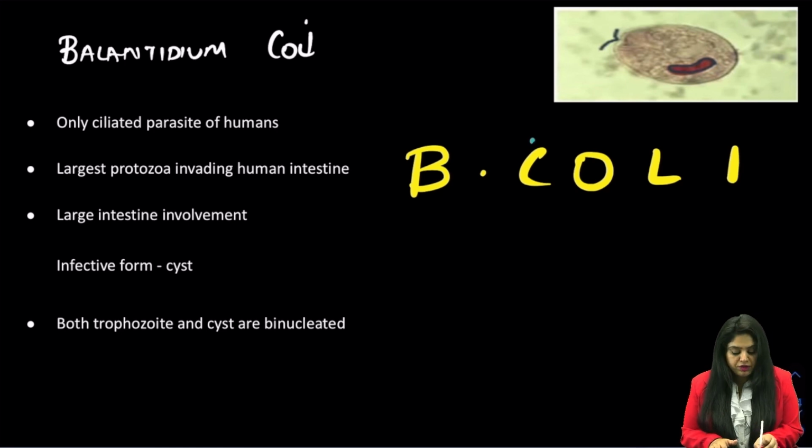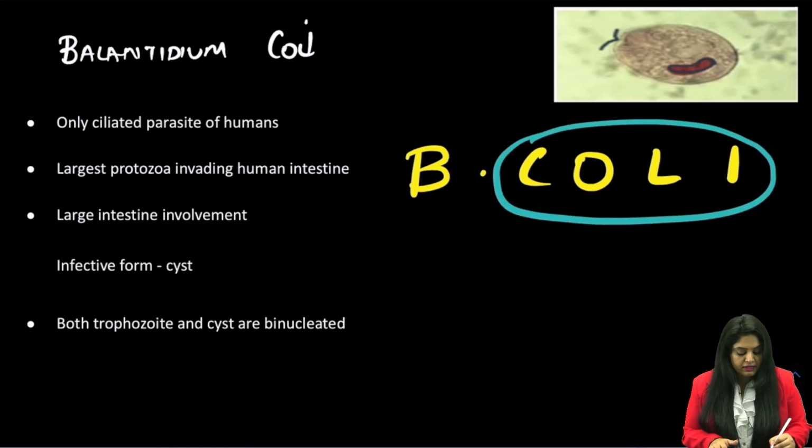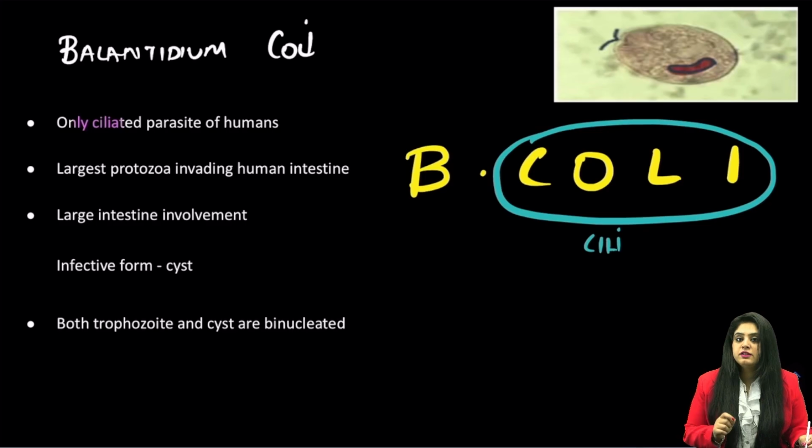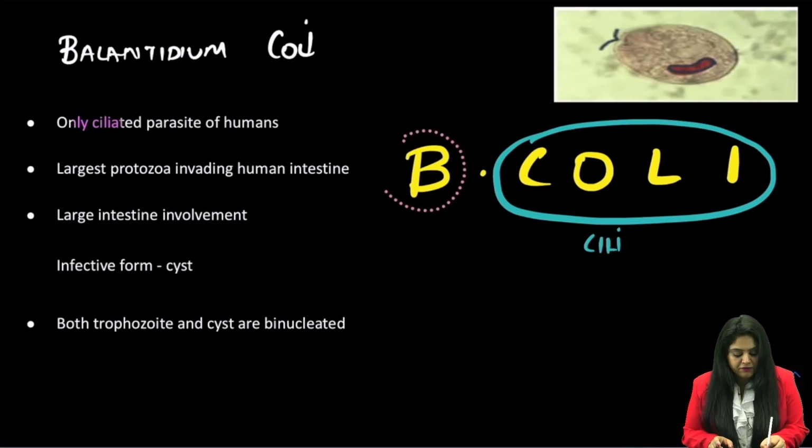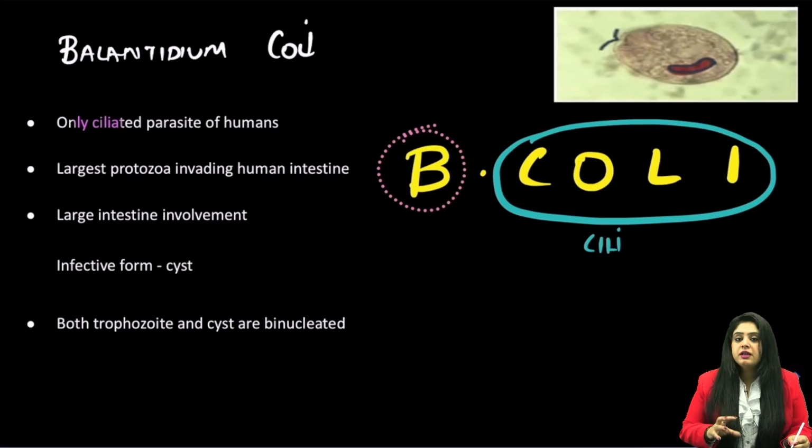So now when you read coli, all of you will be reminded of celi. This is the only ciliated parasite that we have in the human, ciliated protozoa. So coli for celi. And after that, the B that we have written over here is going to be everything big, big, big. So what do I mean by big, big, big?